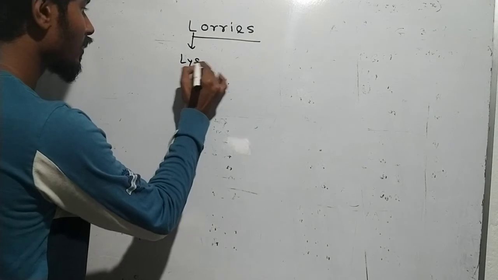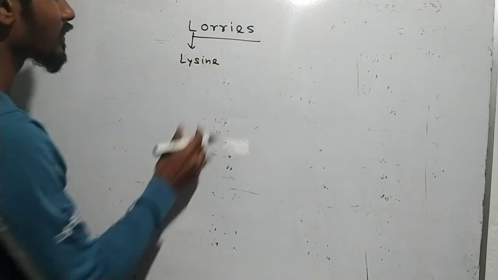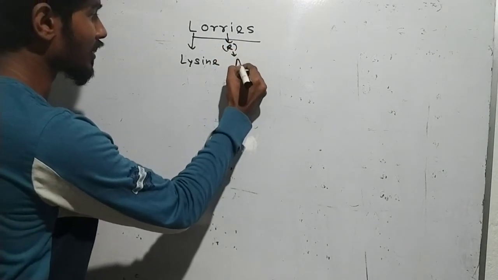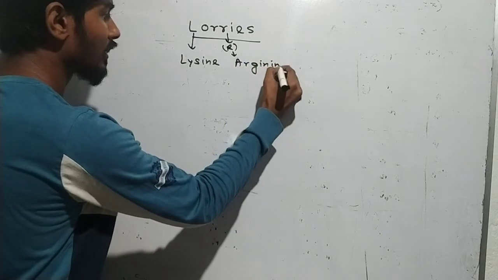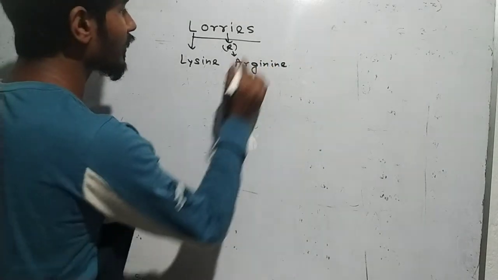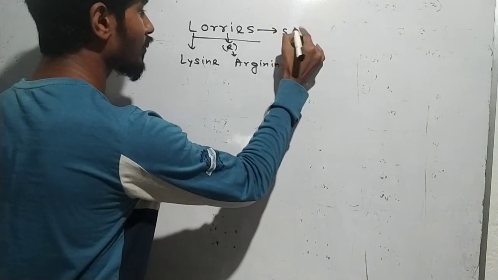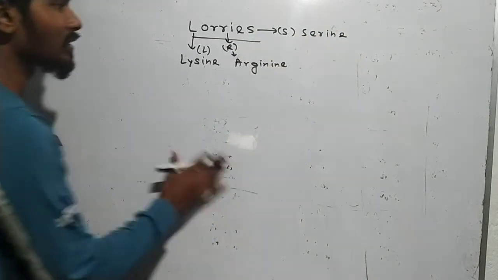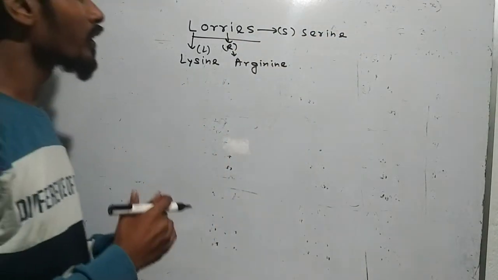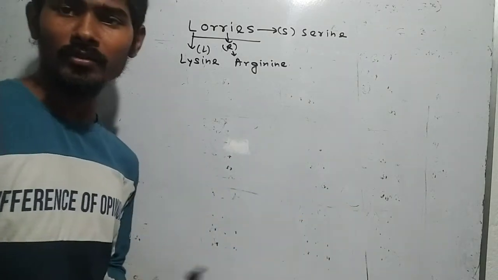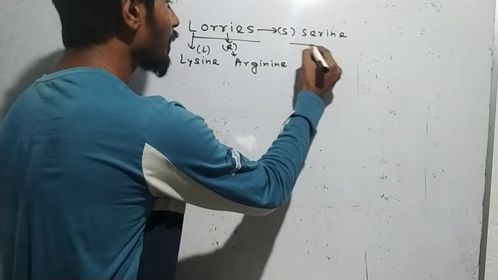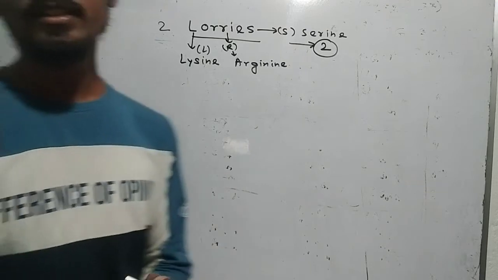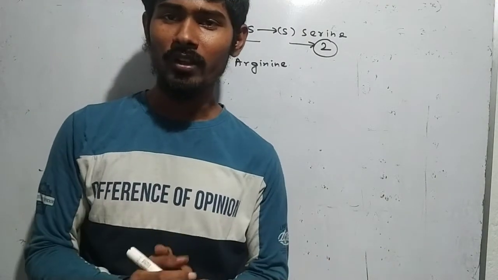L means leucine. Now you have R in capital, which means arginine, and S is for serine. These three amino acids will come more than one time, actually two times each. So you just remember that there are 2 lorries standing on the road, and that's enough for memorizing it.